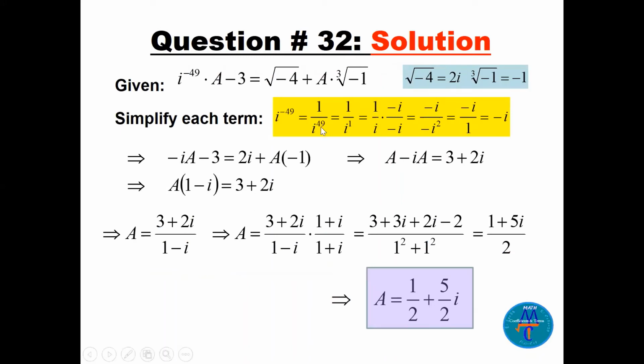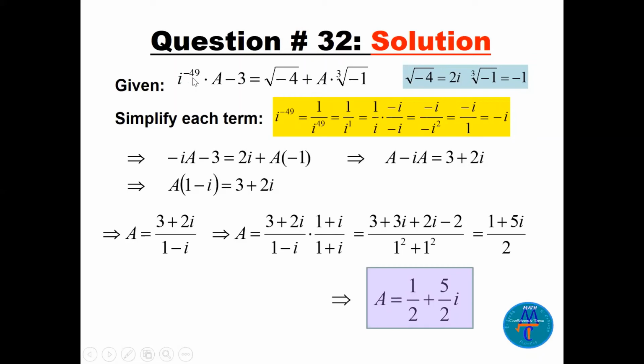Now let me explain this in details. Square root of minus 4, only 2i. Cube root of minus 1 is minus 1. There's no question about that. I to the power minus 49, 1 over I to the power 49. 49 divided by 4, the remainder is 1, so 1 over I. Still 1 over I, we have to multiply by the conjugate. Minus I over minus I squared. So I squared is minus 1, with the minus, plus 1. So this one is minus I. See, all this is minus I. You see that? Simple, easy.